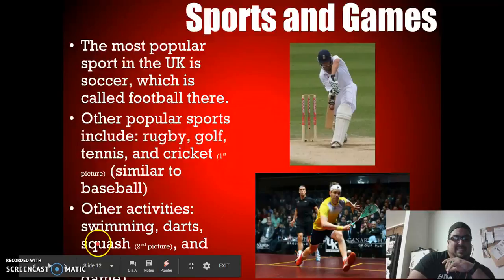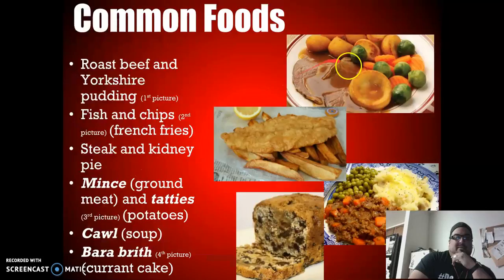So to give you an idea, foods: beef and Yorkshire pudding. That's what it looks like. Fish and chips, always great. Steak and kidney pie. Minced ground meat. And teddies, and then bare birth and cowl.